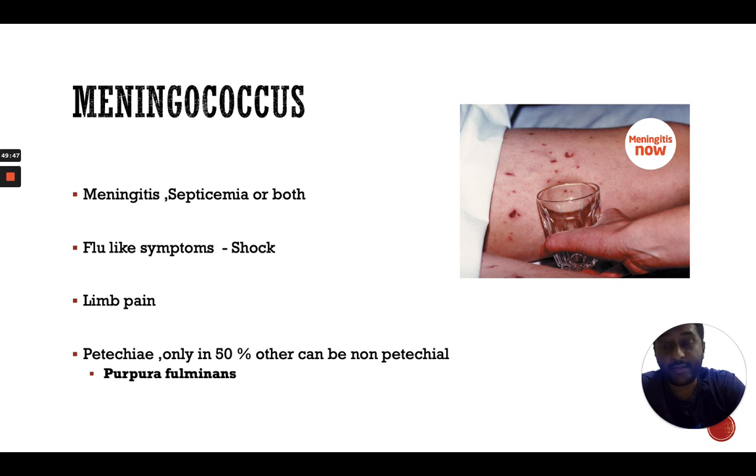The rash is not always petechiae. Only in 50% of cases is the rash petechial. If the rash involves most of the body surface, it's called purpura fulminans, which means they are at the extreme of the condition. Okay, that's all for rash.